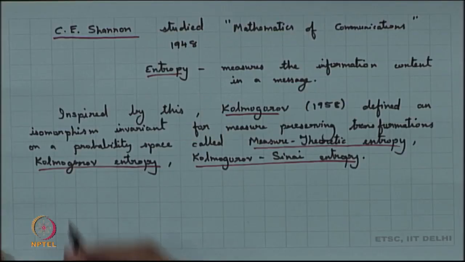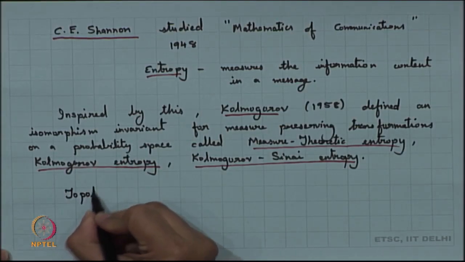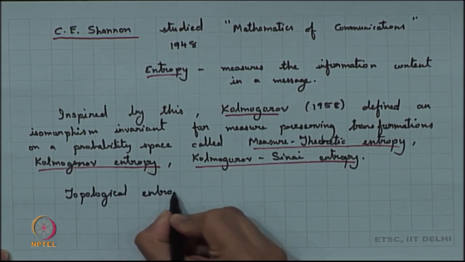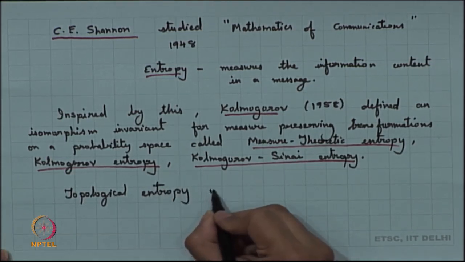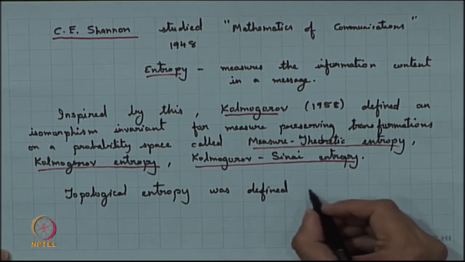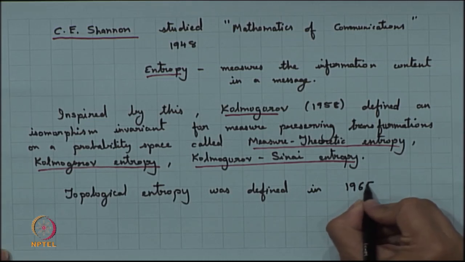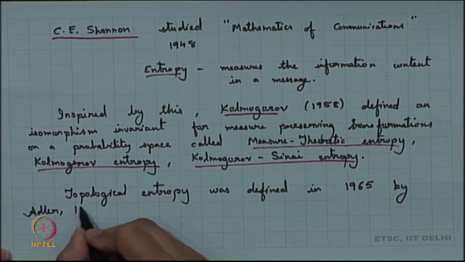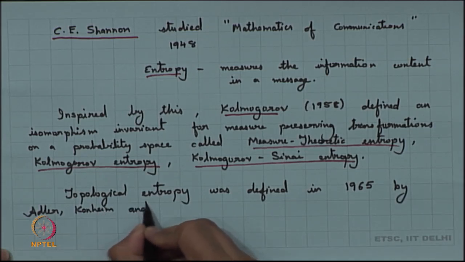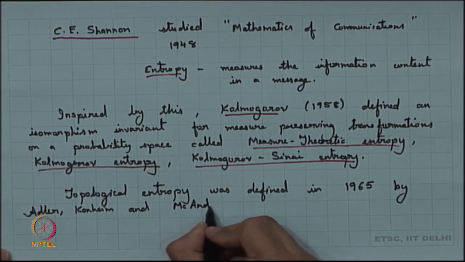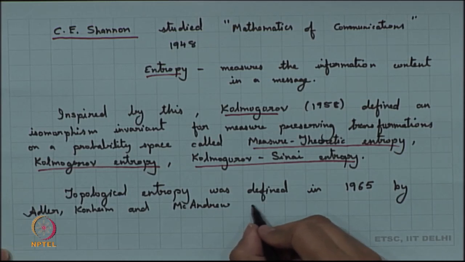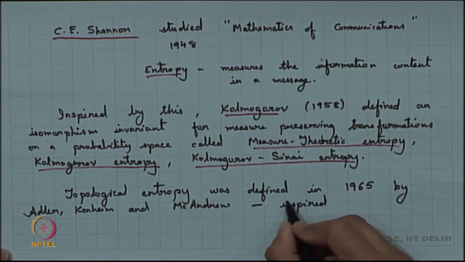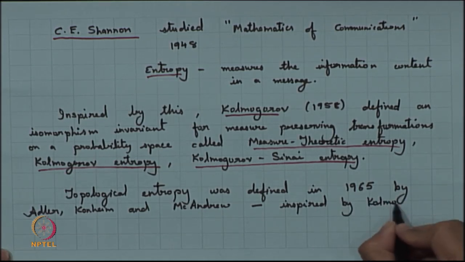Now, after Kolmogorov defined this entropy, it was almost for a long time, say 65. So, topological entropy was defined in 1965 by three mathematicians, Adler, Konheim and McAndrew. So, as I said, this was inspired by Kolmogorov entropy.